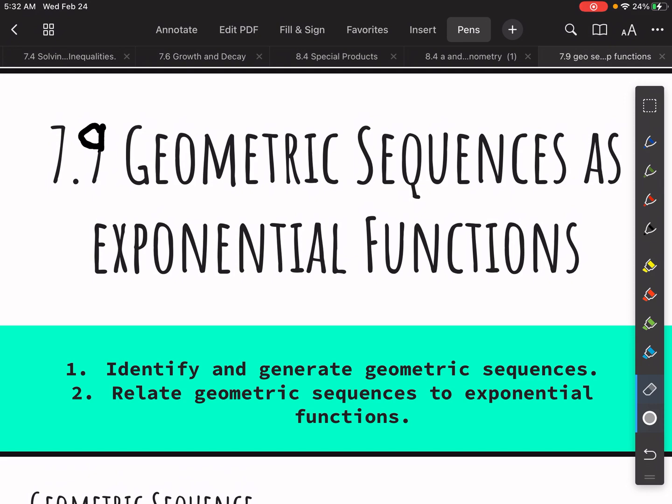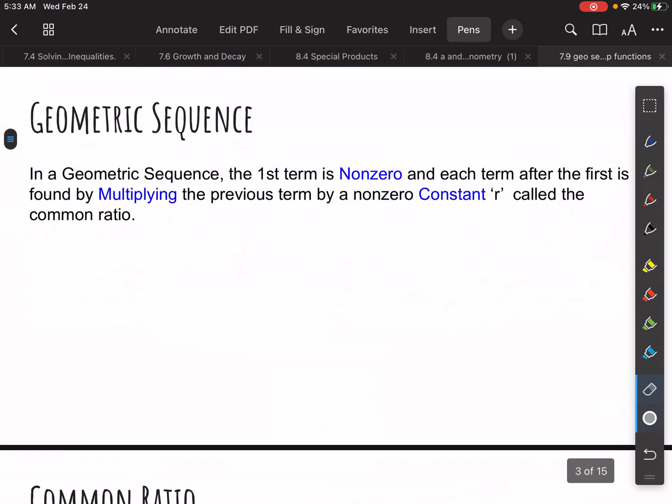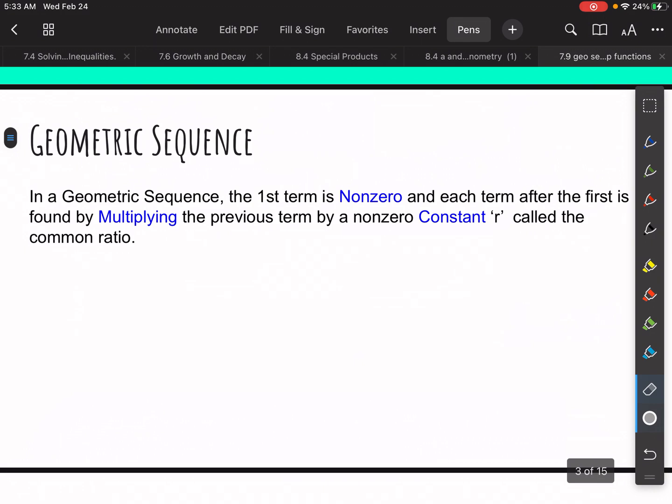Okay, so we're going to identify and generate geometric sequences today, and then we're going to relate geometric sequences to exponential functions. So real quick, make sure you get some of this in your notes there. So what is a geometric sequence? In a geometric sequence, the first term is non-zero. Okay, so we cannot start with a zero with one of these things. So the first term that we see in some pattern of numbers just cannot be zero. And each term after the first is found by multiplying the previous term by a non-zero constant we call r.